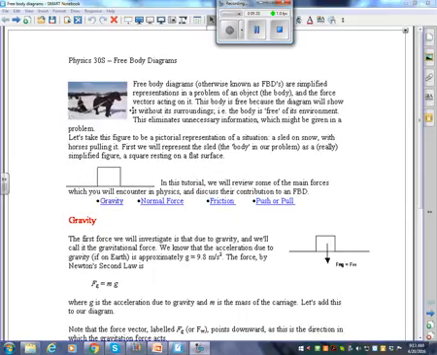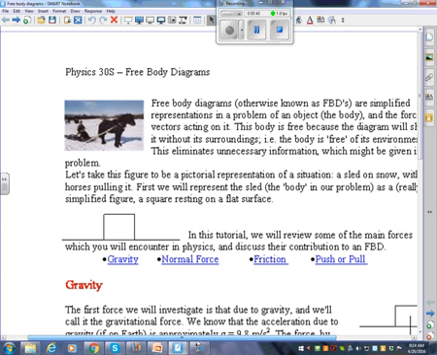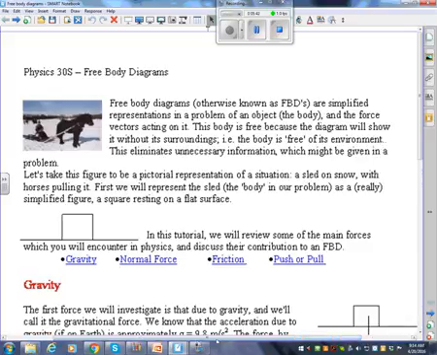So free body diagrams, otherwise known as FBDs, are simplified representations of an object, the body, and the force vectors acting on it. This body is free, in air quotes, because the diagram will show it without its surroundings. It eliminates unnecessary information which might be given in a problem. Let's take this figure to be a pictorial representation of a situation: a sled on snow with horses pulling it. First we'll represent the sled. The body in our diagram is a really simplified figure, a square resting on a flat surface. So just a box.